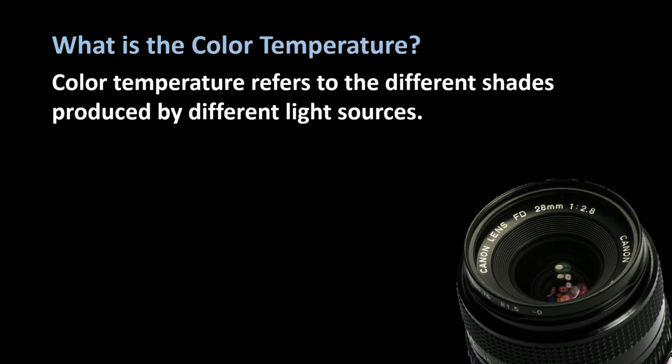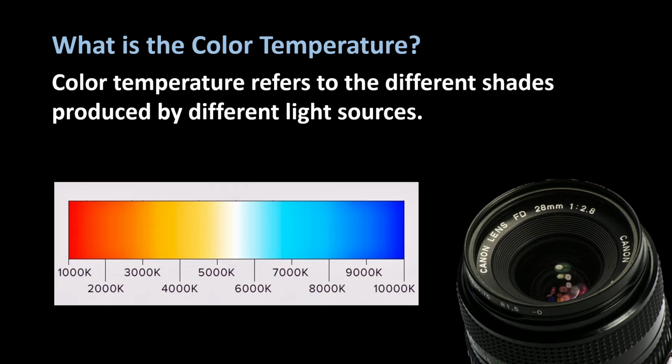Color temperature. Color temperature refers to the different shades produced by different light sources. Even for experienced photographers, understanding light is the most difficult. Today, we will look at the types of light one by one according to the direction of the light.